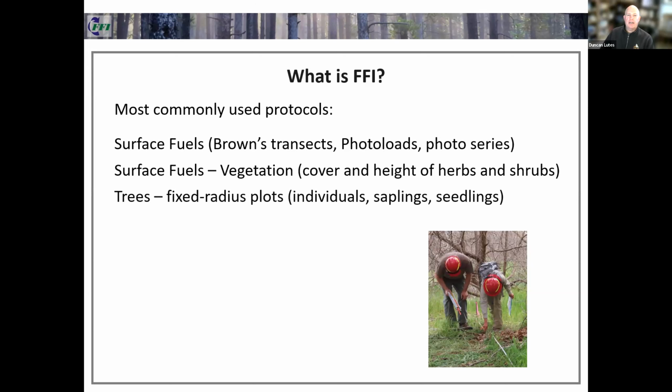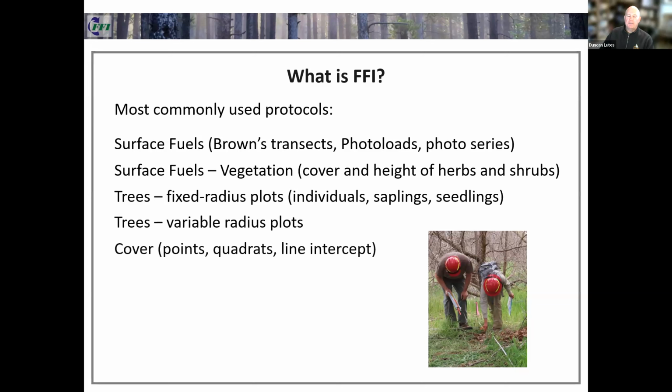Trees, the fixed radius plots, and you can do individuals or overstory trees, saplings and seedlings. And if you only want to collect one of those, you can just collect one. You don't have to do all three. We have the variable radius plots if you want to sample trees using a prism.